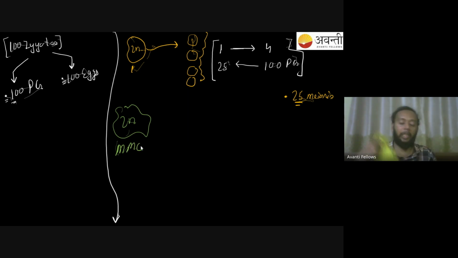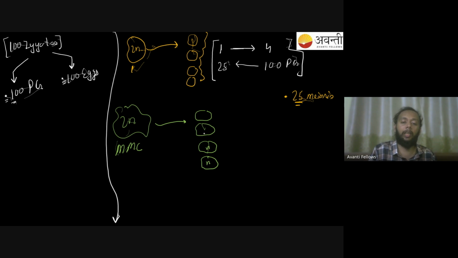Now this MMC, assume that it will undergo meiosis again. It's a megaspore mother cell. It will undergo meiosis. Now tell me, when it undergoes meiosis, you will have 4 cells formed. 4 haploid megaspores have been formed.